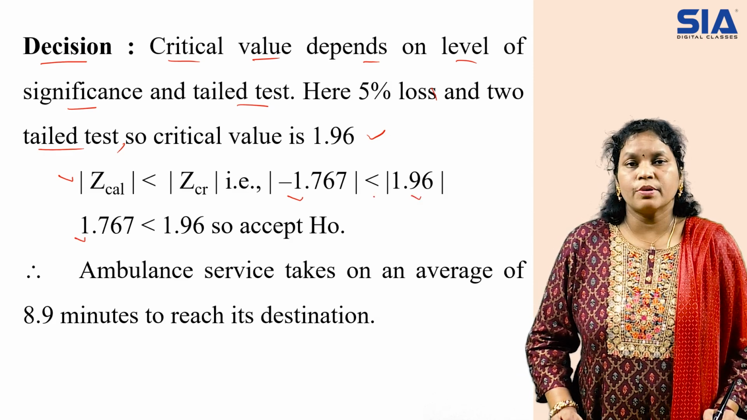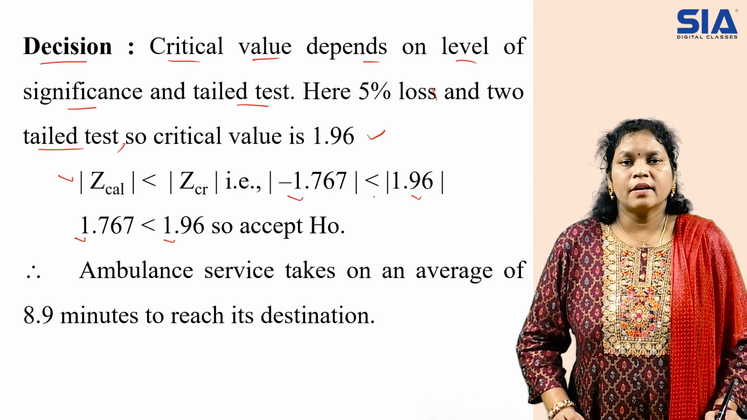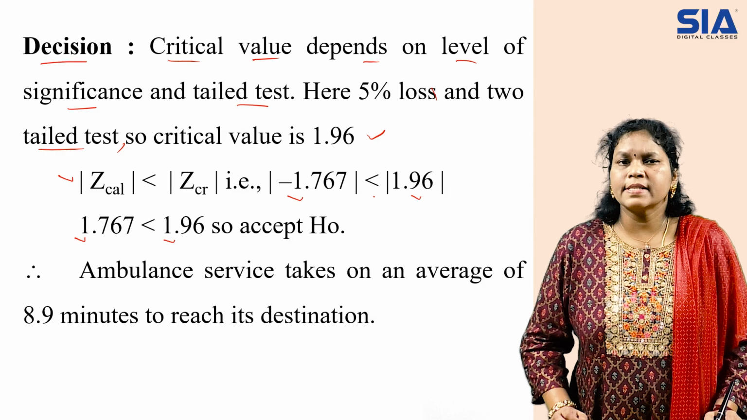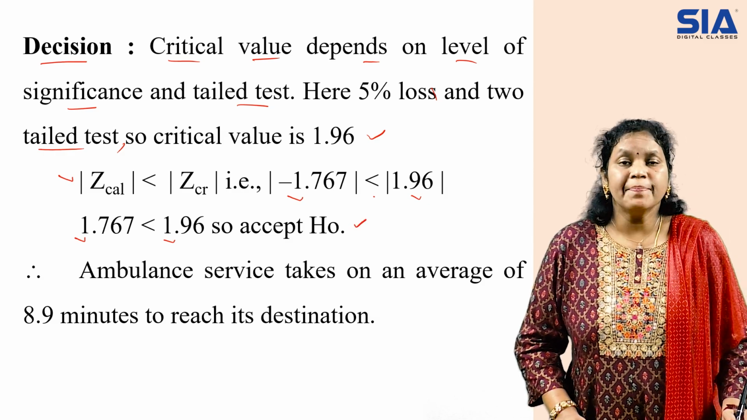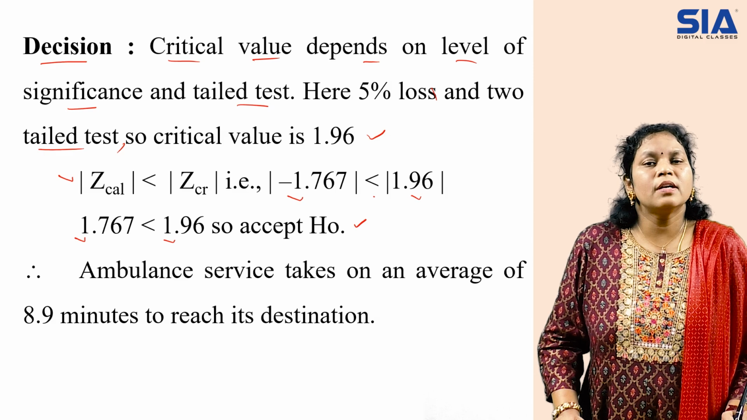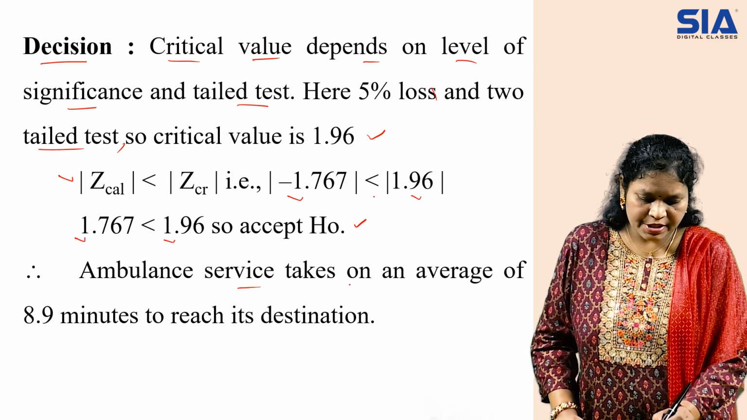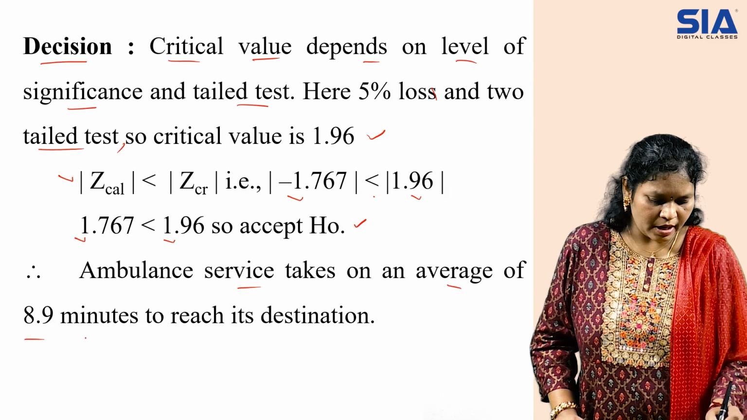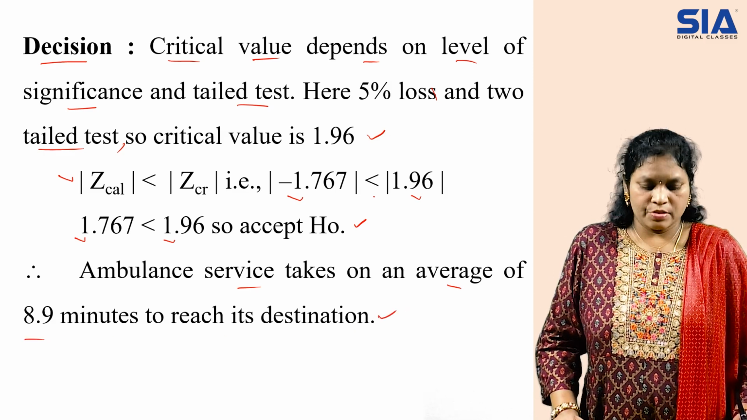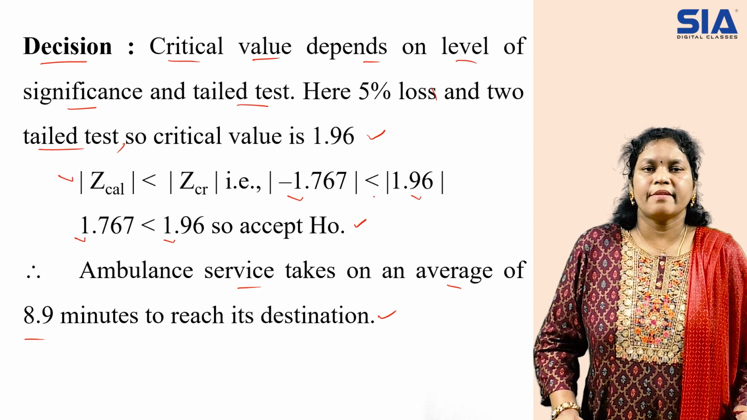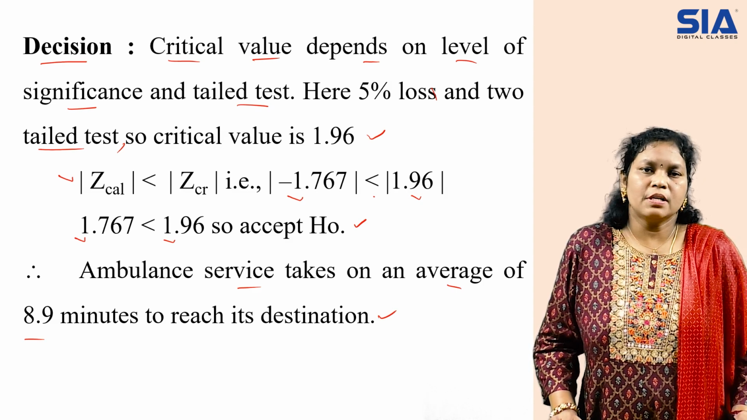Yes, obviously 1.767 is less than 1.96. So our null hypothesis is accepted because we got the less than symbol. So accept H naught. Now what we wrote under the null hypothesis, that the ambulance service takes an average of 8.9 minutes to reach its destination, becomes your final conclusion. Yes, the ambulance service takes an average of 8.9 minutes to reach its destination. It becomes the decision for us.